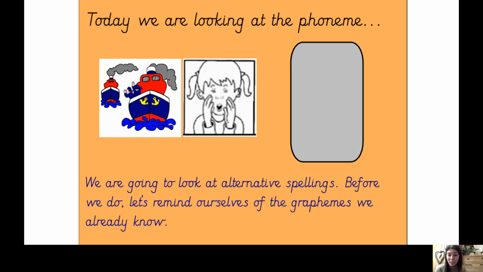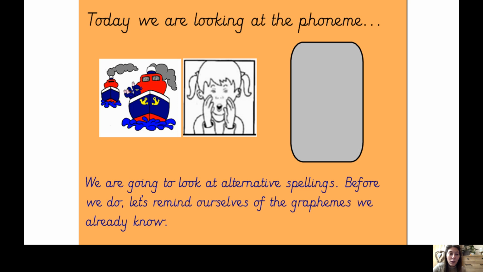Now, my first challenge for you is, could you try to write down any of the oi graphemes you know? So these are the letters that work together to make the oi sounds. I'm going to give you a clue. We've already learnt 2 graphemes for the oi sound. So pause the video and see if you could write these down. I wonder what they could be.